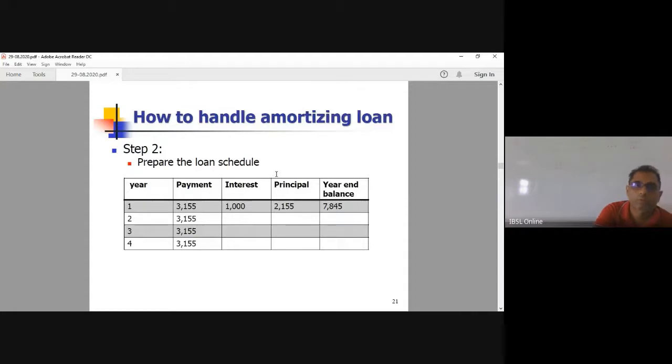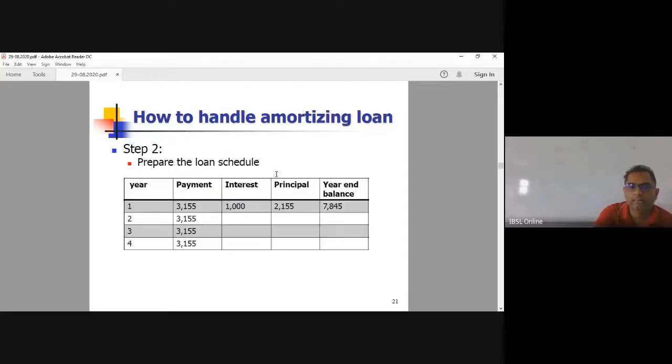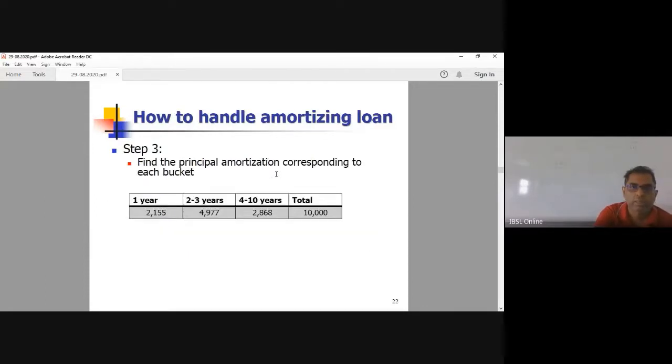Okay, so we prepare the loan schedule, and now coming to where we want to get to: where does this repayment of assets sit in your allocation? When you allocate your receivables over a period of time, which bucket will it sit in?